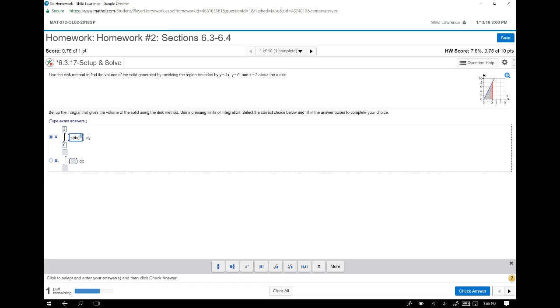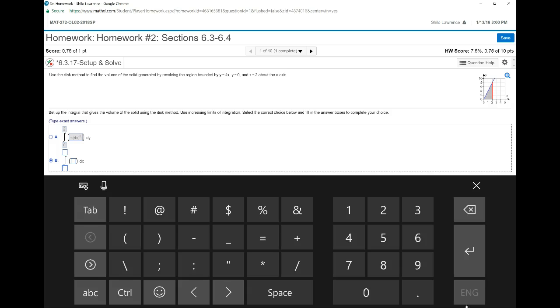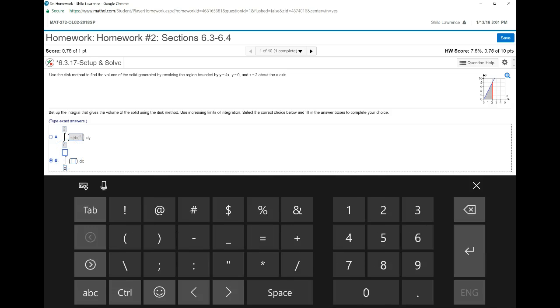Oh, I see the problem. Look at this. They switched. I didn't even look at it. They switched the dy and the dx on us. I picked the dy, and I should have picked the dx. So I'm not even going to erase that stuff. It won't make a difference because I didn't choose that as my answer. I bet that's what was wrong. So I'm still going to leave it as 16x squared.